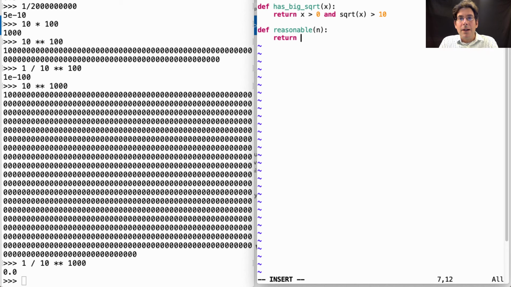Well, I could just say, is it the case that 1 divided by n is not equal to 0? But this will crash if I pass n equals 0. And 0 is a perfectly reasonable number. It's just not something that I can run this particular test on. So I might write that n is reasonable if n equals 0, or if 1 over n is not 0, meaning it's not so big that it gets rounded off to 0.